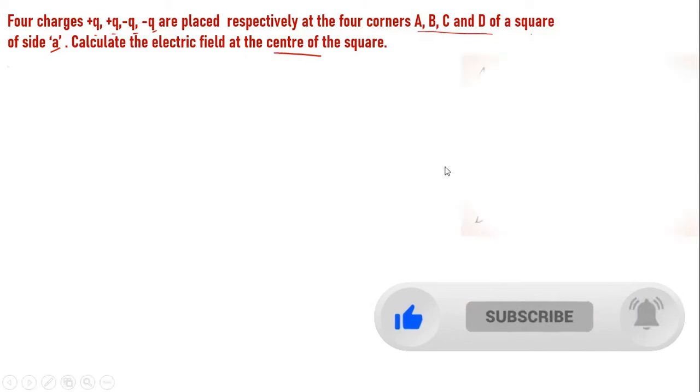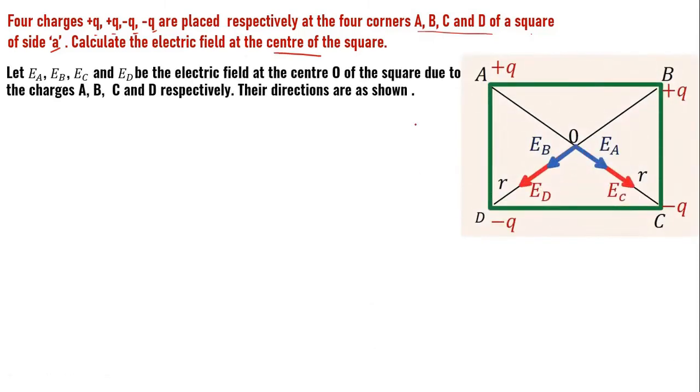Now let us see how we can depict the given situation. Here A, B, C, D are placed at the corners of a square. Now plus Q and plus Q are placed at A and B respectively. Similarly, minus Q and minus Q are placed at D and C respectively. I think this will be clear to you. Now, O is the center of this square where we want to compute the net electric field.